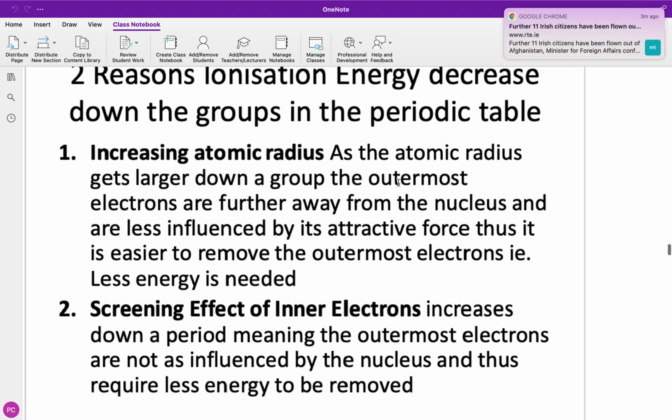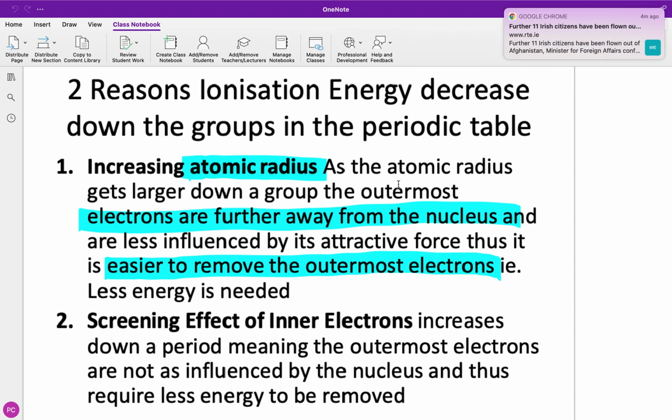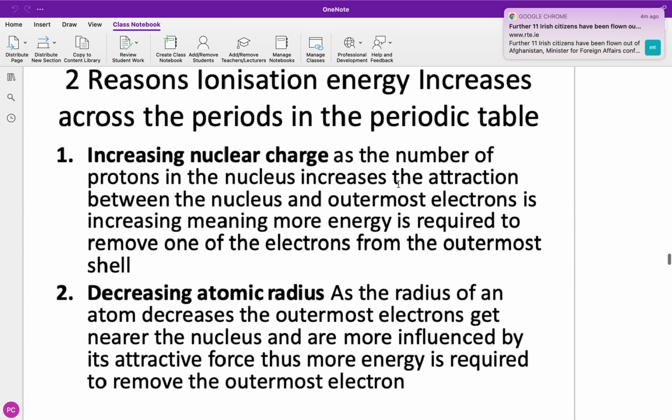But anyway, here it is: the reasons ionization energy decreases down a group. So, we're going back to atomic radius and you see these are all linked. As the atomic radius gets larger down a group, we know that atomic radius increases down a group, so the electrons are further away from the nucleus, then it's easier to remove the outermost electron. So we only need a small amount of ionization energy. And this, our old friend, the screening effect, as that increases down a group, the outermost electrons are not influenced by the nucleus, and then less energy is required to remove them.